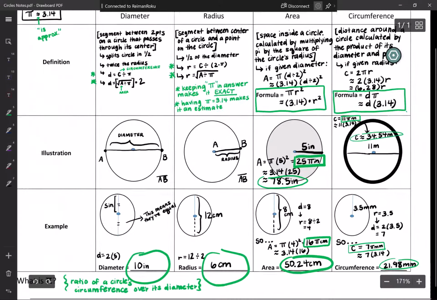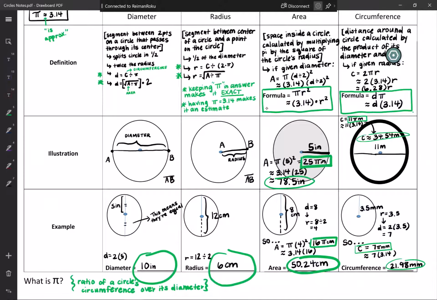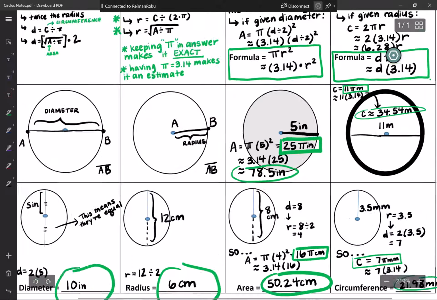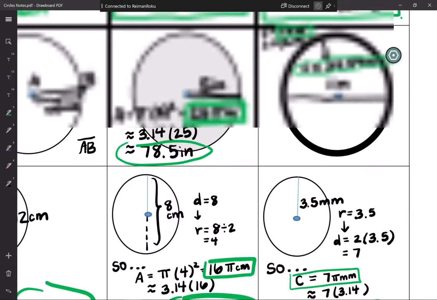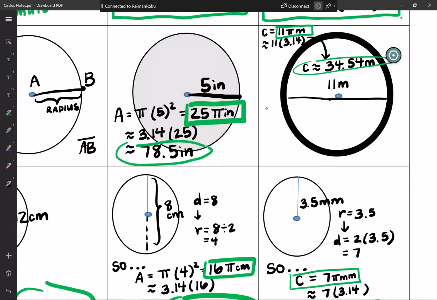In the area formula, I tell you it's pi times the radius squared, or it's 3.14 times the radius squared. When I do the calculation on this second row, this is the exact answer. This is what it means to keep it in terms of pi. If I use 3.14 in my calculation, then all that is an estimate.